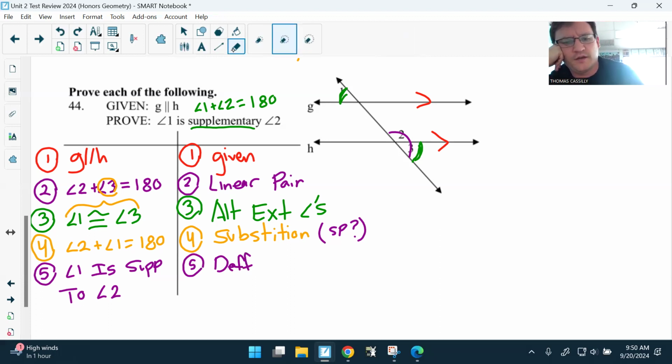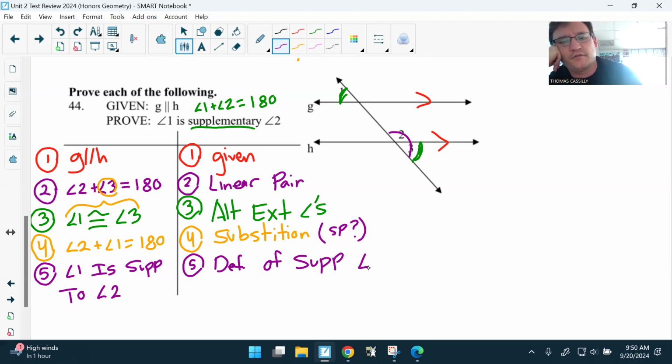The definition of supplementary angles. And that one's done.